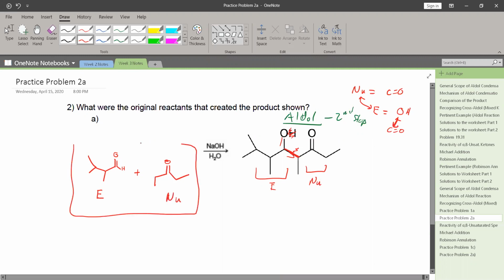And so that's how you can retrosynthetically look at an aldol reaction and even decide to go backwards to try and find out what bonds you made.